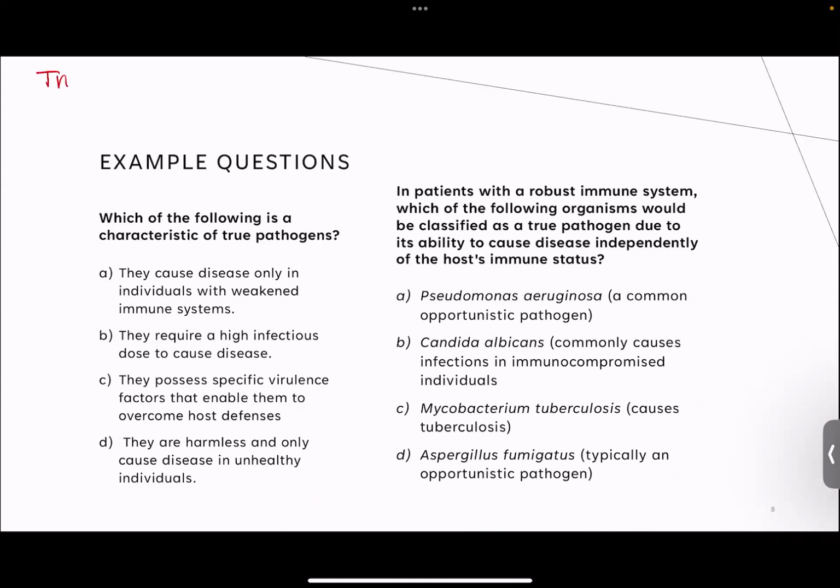And a true pathogen, let's write it up here again. You know how I like to do. They cause disease even in healthy people. It's just what they do. So COVID, flu, tuberculosis, they cause disease even if you're healthy. So which of the following is a characteristic of a true pathogen?